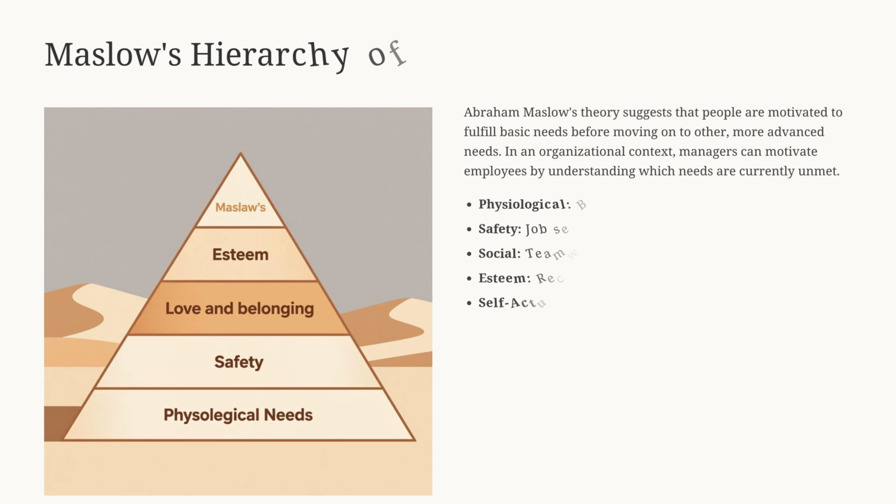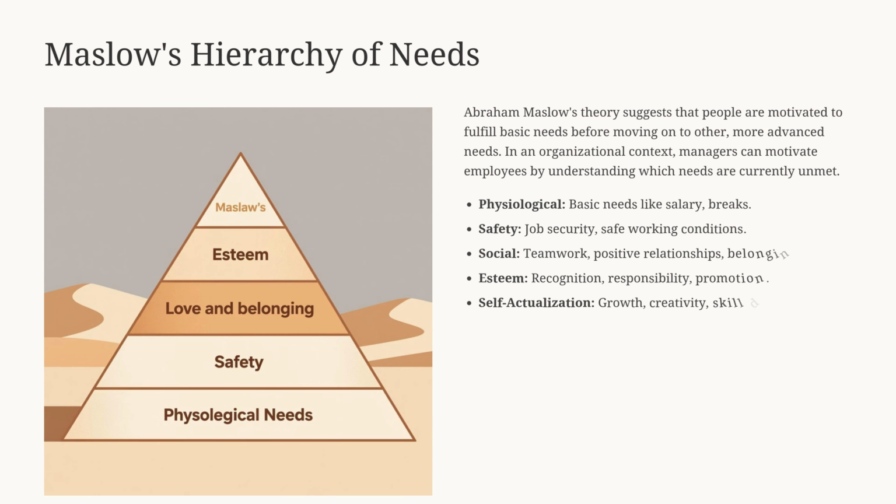Maslow's hierarchy of needs. Abraham Maslow's theory suggests that people are motivated to fulfill basic needs before moving on to other, more advanced needs. In an organizational context, managers can motivate employees by understanding which needs are currently unmet. Physiological: basic needs like salary, breaks, safety, job security, safe working conditions. Social: teamwork, positive relationships, belonging. Esteem: recognition, responsibility, promotion. Self-actualization: growth, creativity, skill development.